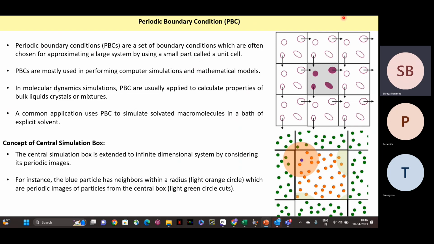So similarly, just 1 second, I think my connection is breaking. Yeah, okay.